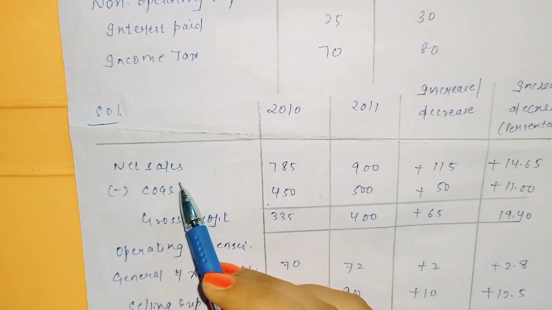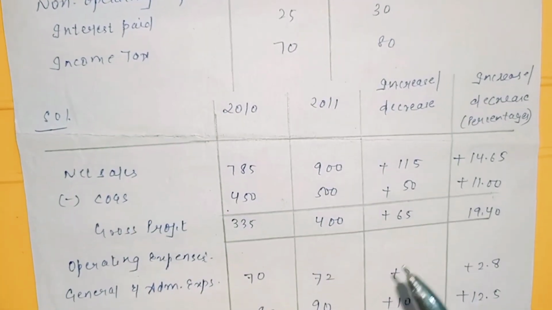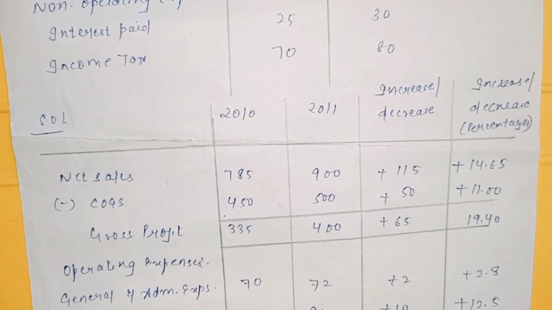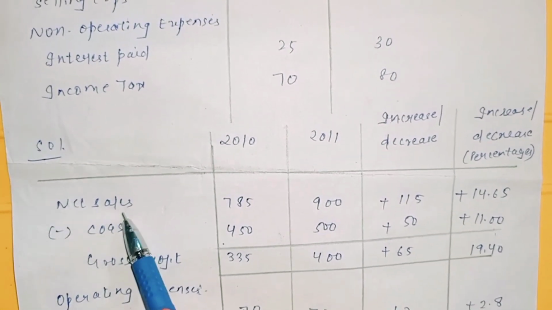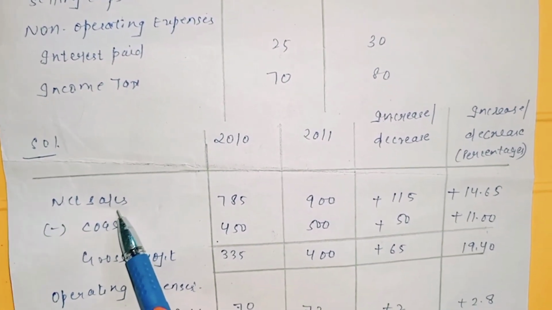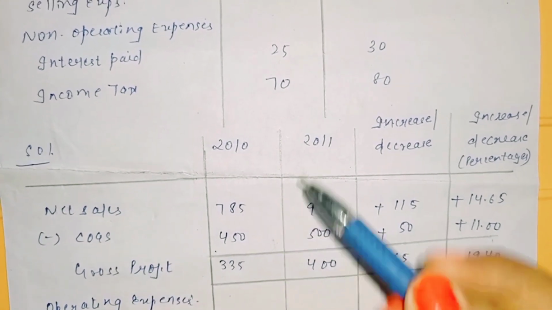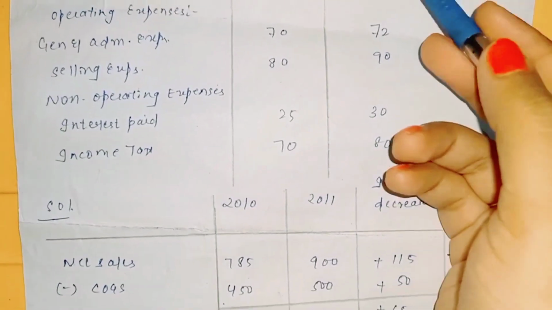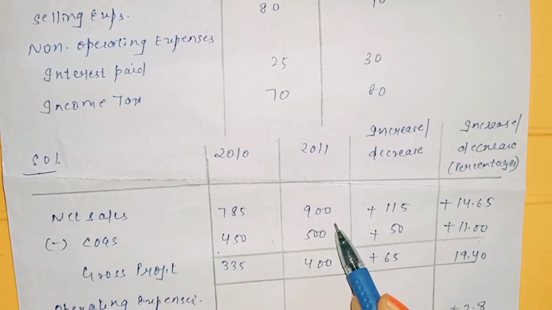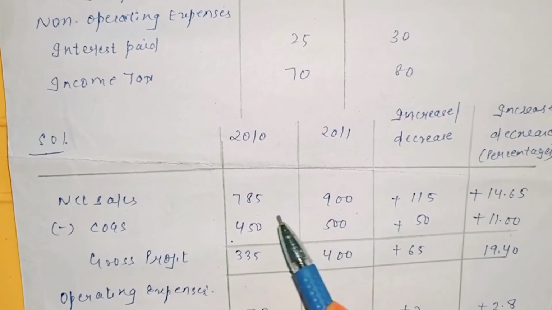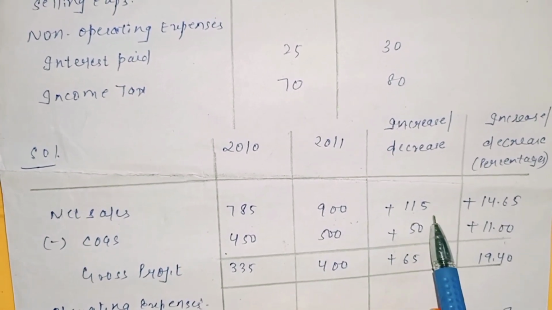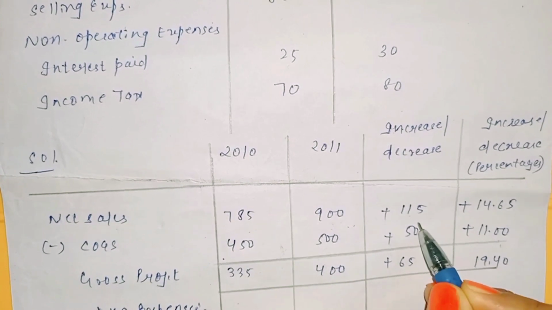First of all, we have to determine what the income statement is. We should know the proforma of the income statement, how we should prepare it. So this is the net sales. First of all, we are supposed to record the net sales. For 2010 net sales is given, that is 785, and for 2011 net sales is given as 900. So in this way we can see that there is an increase of net sales between these years by 115. All data is in thousands.